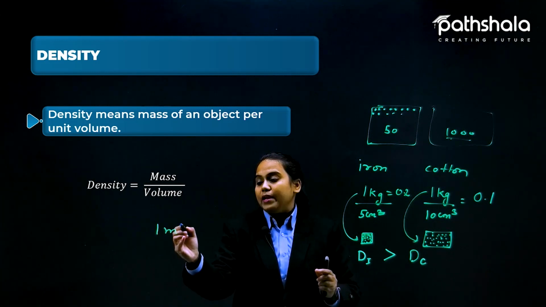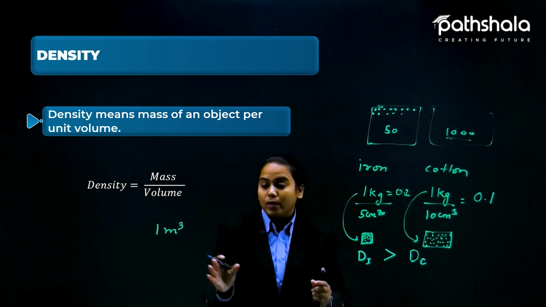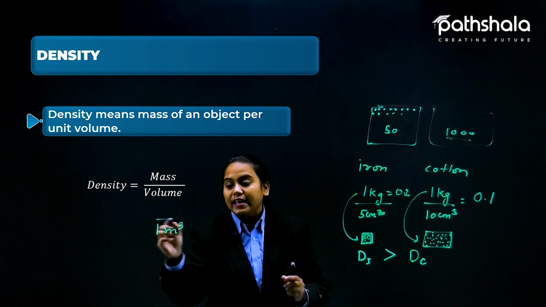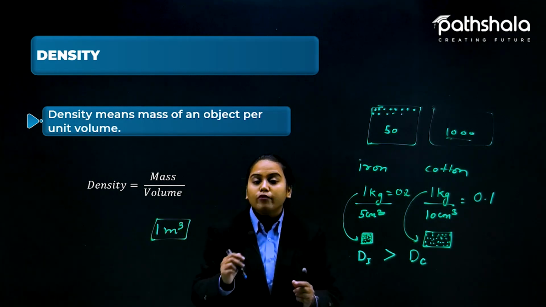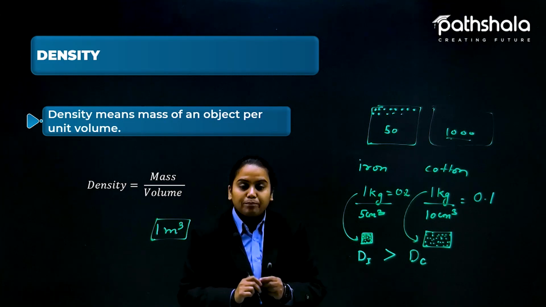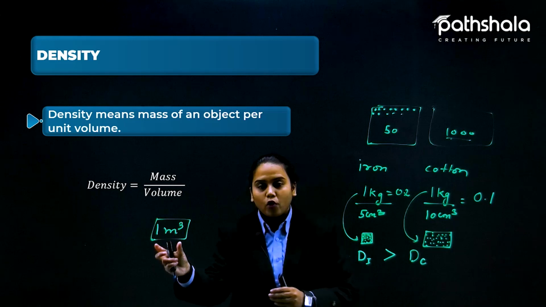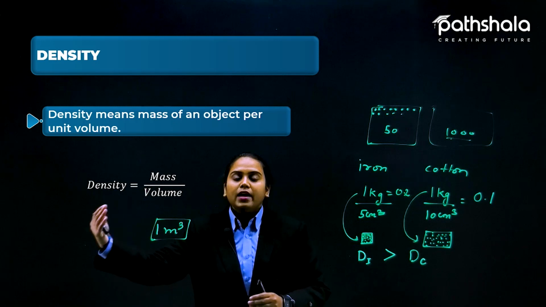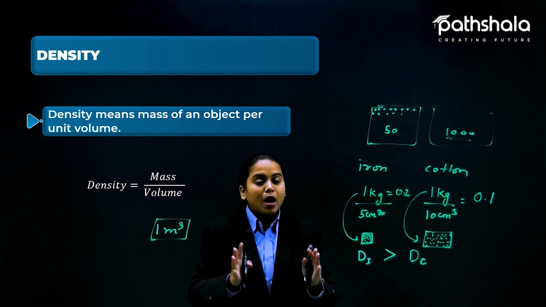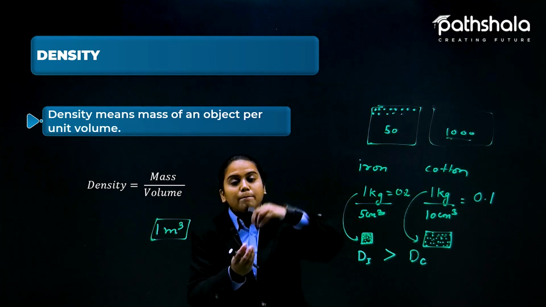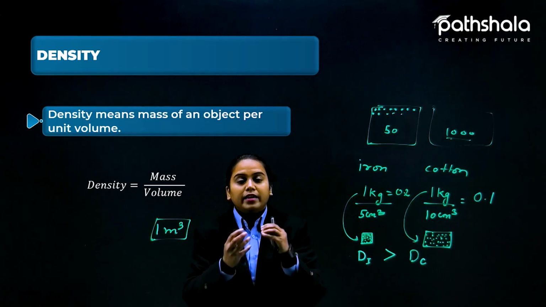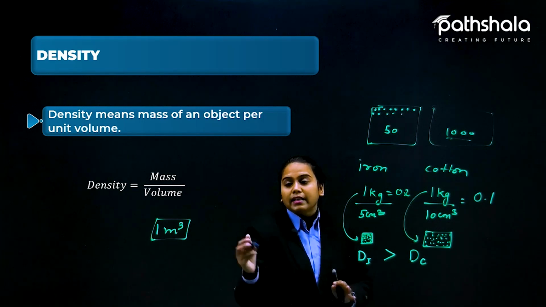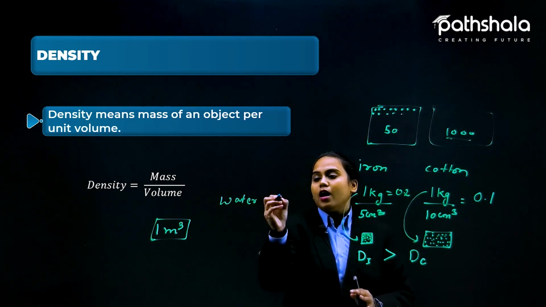if we are taking 1 meter cube, this is 1 unit volume. For this unit volume, the mass contained in this volume will give you the idea of the density of that object. Okay, if the mass is more for this volume, density will be more. If the mass is less for this volume, the density will be less. So density is nothing but, for a particular volume, the number of molecules present there gives you the idea of the density.